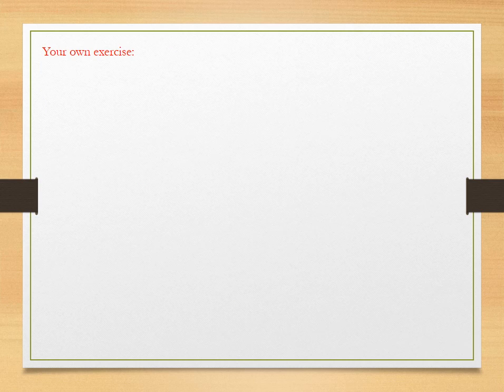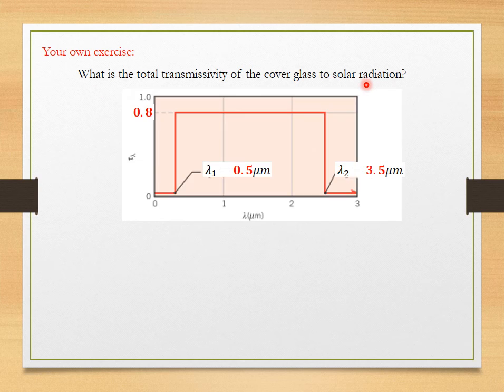So guys, this is your own exercise that you can do during your free time. What is the total transmissivity of the cover glass to solar radiation? With the same question, just change the figure or the data in red color, which is the transmissivity on the vertical axis, now 0.8, and also change the wavelength values: lambda 1 is 0.5, and lambda 2 is 3.5 micrometer. So do not worry, I also provide the final answer for you to check.